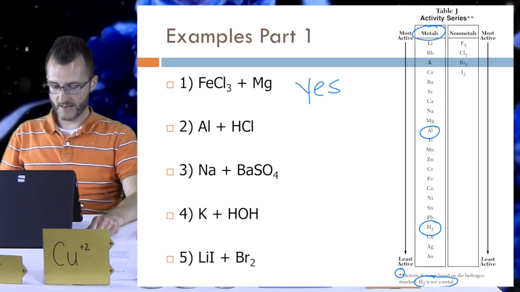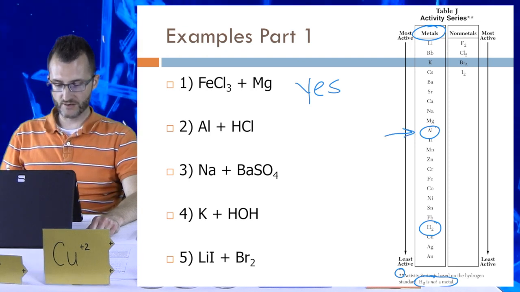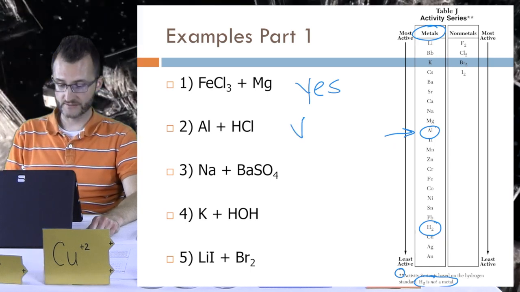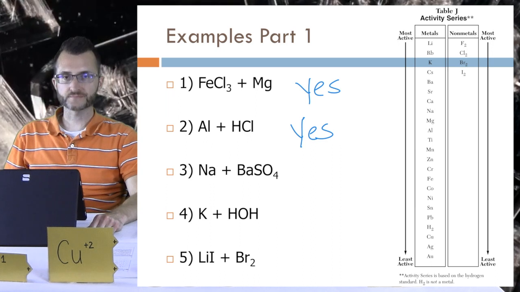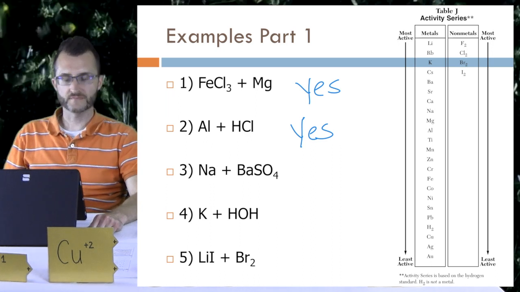Okay. It looks like Al is the single element and it's higher up than the H2. So that should mean that yes, a single replacement reaction does occur. Perfect. All right, our third example here, we have Na plus BaSO4. I'm gonna kind of let you take the reins on this one.